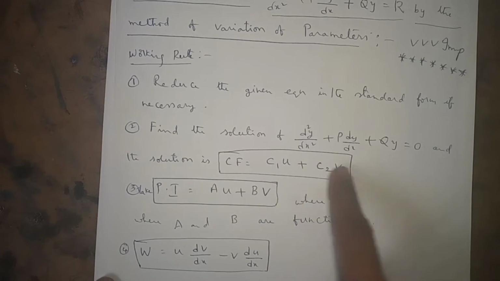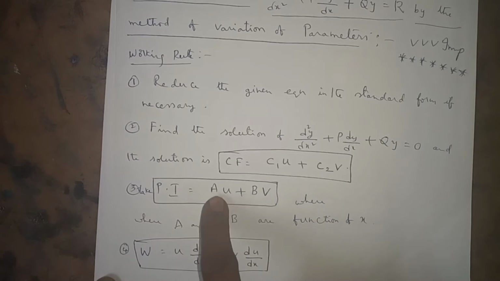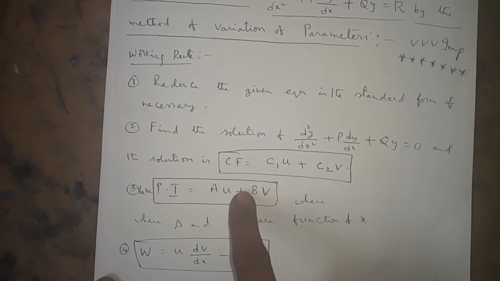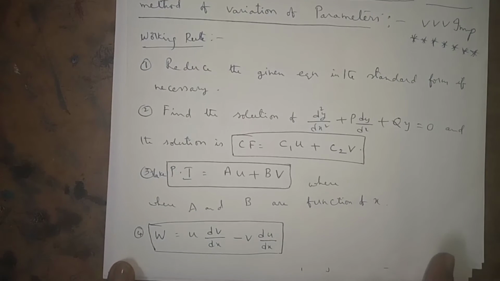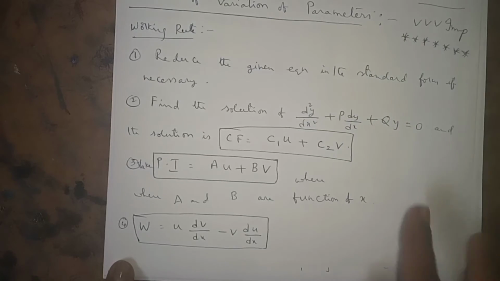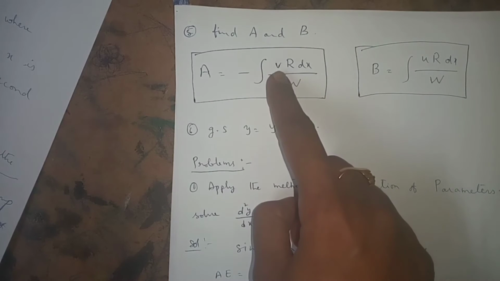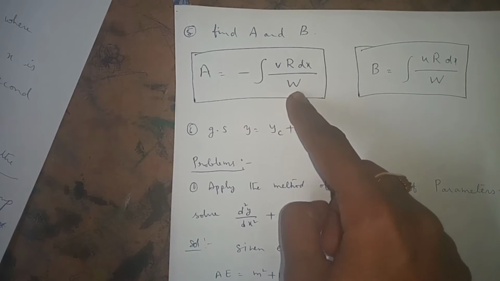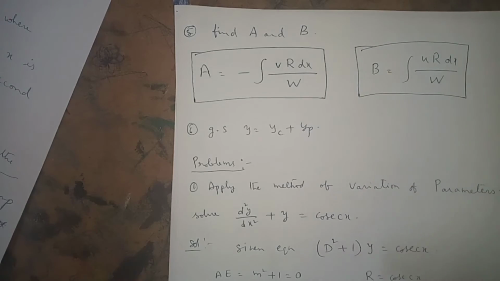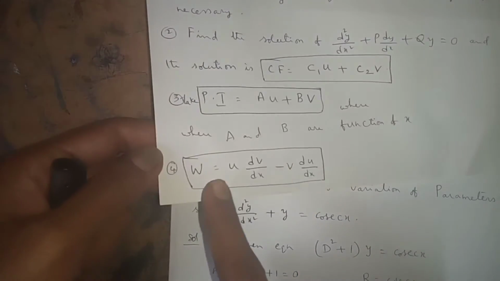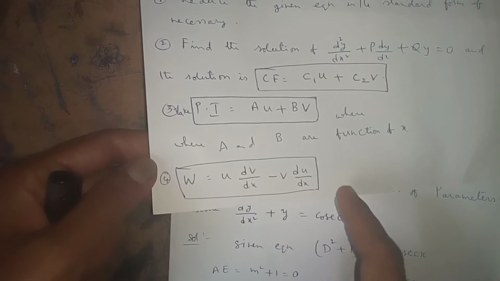Now C1u plus C2v, and then the particular integral is Au plus Bv. What A and B are, I will tell you. A and B are functions of x. Now W is equal to u into dv by dx minus v into du by dx. A is equal to minus integral v capital R dx by W. Capital B is equal to integral u capital R dx by W. W is equal to u into dv by dx minus v into du by dx.